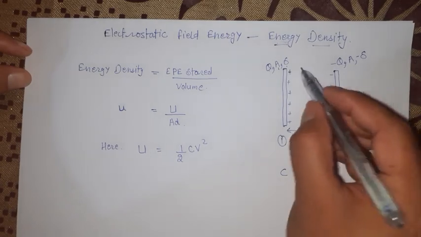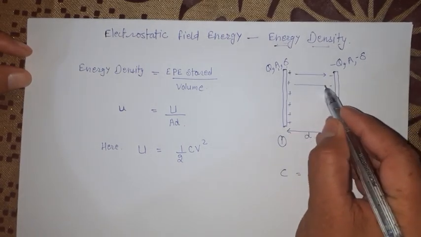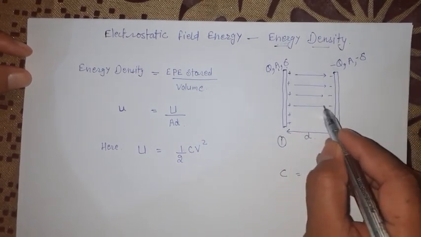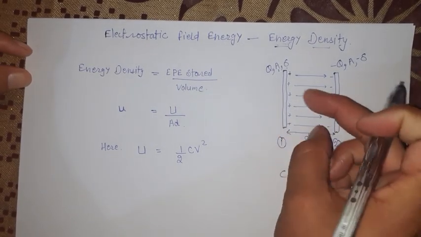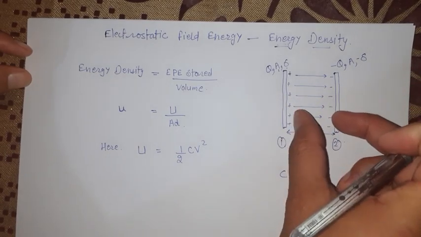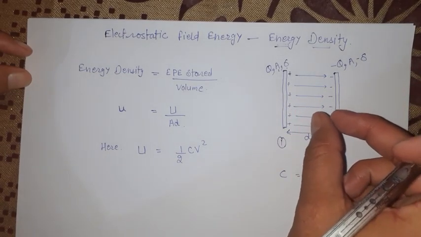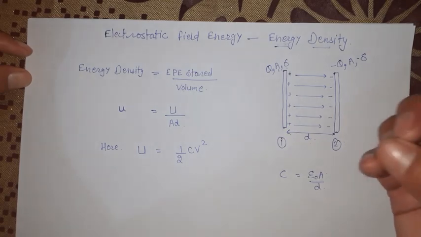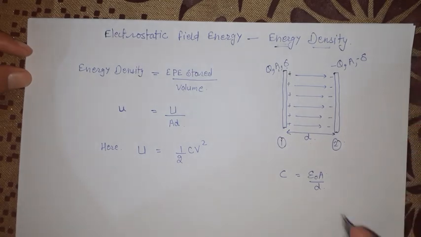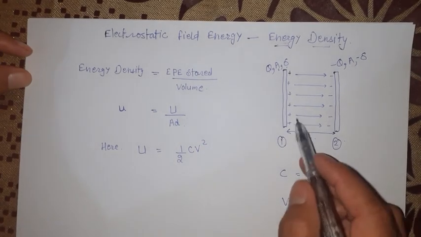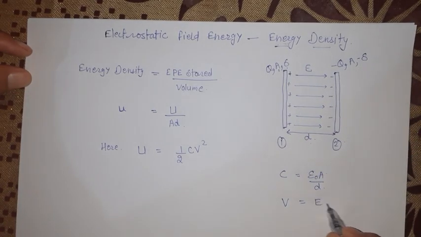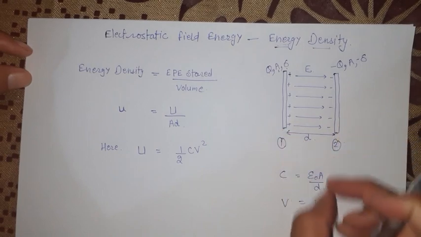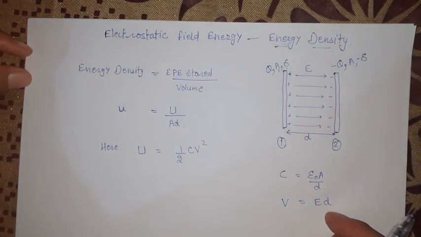Now, how much is the potential difference between the two plates? Student, there is an electric field between the two plates. While we are charging the capacitor, this electric field starts to create inside the capacitor. So how much is the potential difference in this region? If the electric field is E, the potential difference will be E into the space in which this electric field is present. It is E into D.